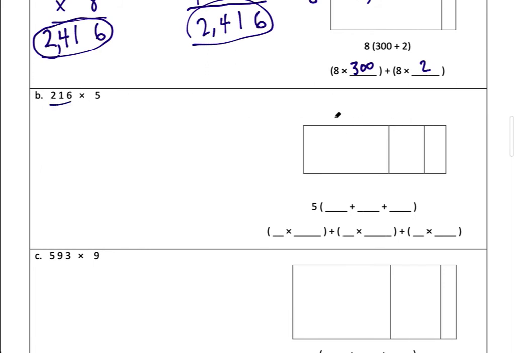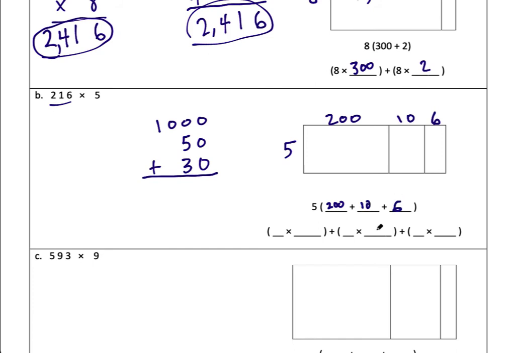So I'm going to take this number, break it apart. 200 plus 10 plus 6, 216, and then times 5. Okay? And I'll do the partial products over here. 5 times 200 is 1,000. 5 times 2 is 10, and then 2 zeros. 5 times 10 is 50, and then 5 times 6 is 30. So there's your partial products. Go ahead and fill this in. So 5 times 200 plus 5 times 10 plus 5 times 6.